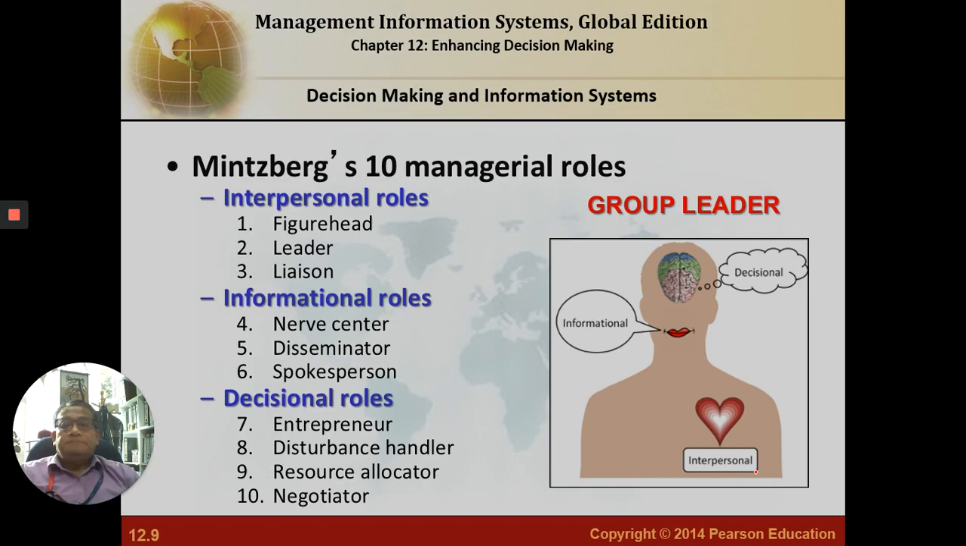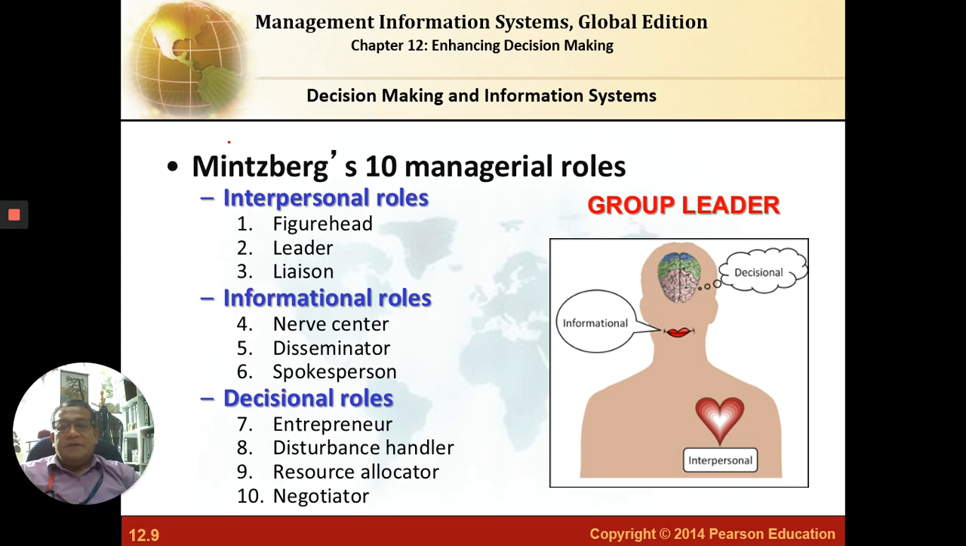According to management scientist Mintzberg, managers normally perform these 10 managerial roles in the category of interpersonal, in the category of informational roles, and also decisional roles, right? Perhaps in IT information system management, we are more discussing the decisional role, because managers make decisions with the assistance of information systems.